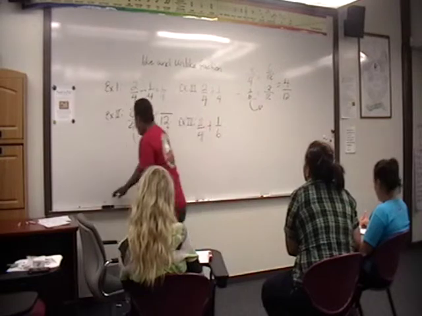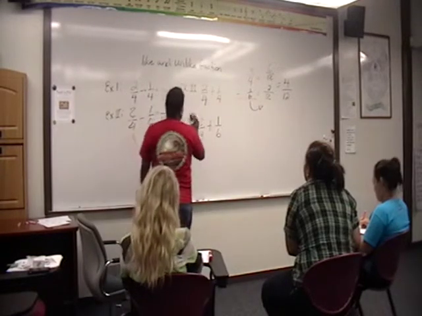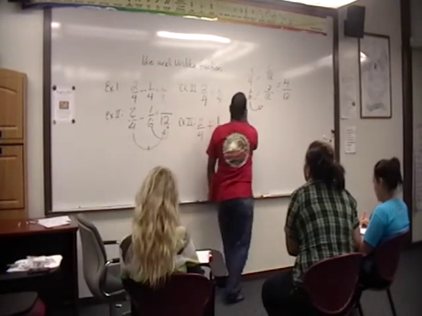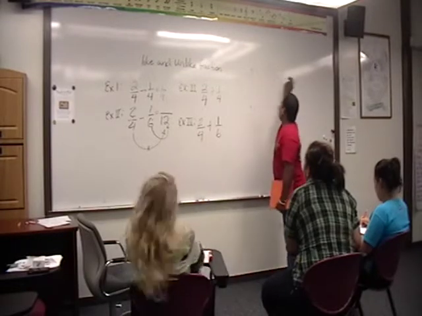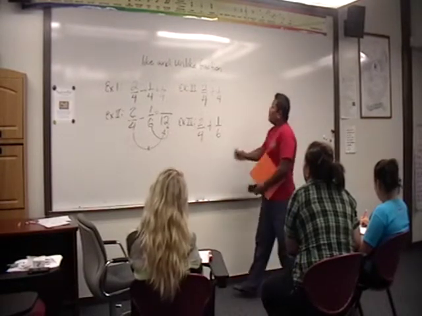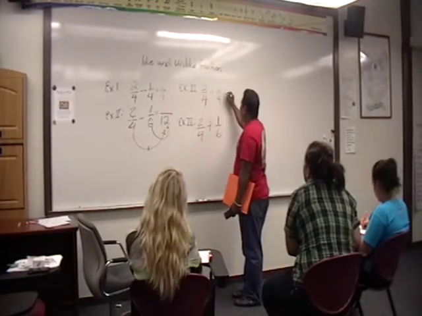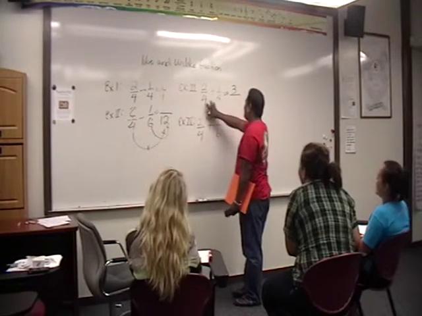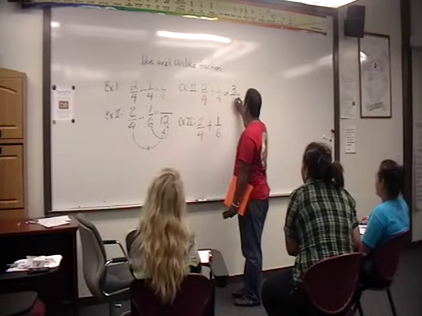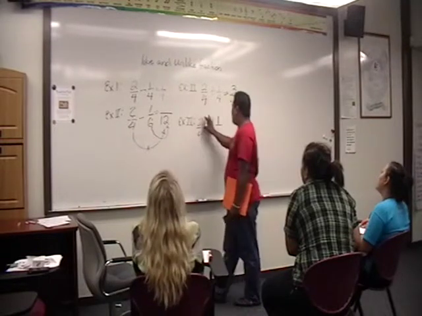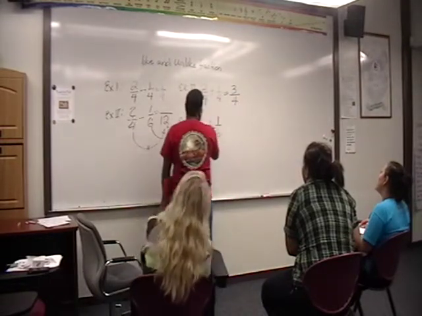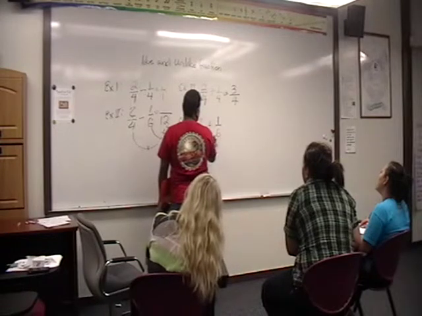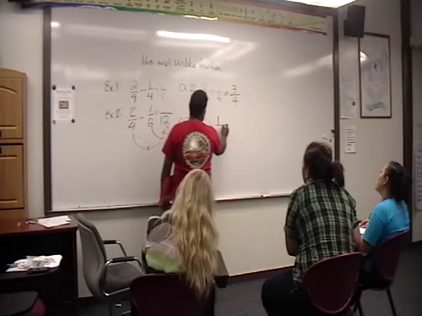Example 3. Adding same denominators: 2 plus 1 is 3, and these are the same, 4 and 4, so 3 over 4. But for the other problem, we cannot add these two because the denominators are different.